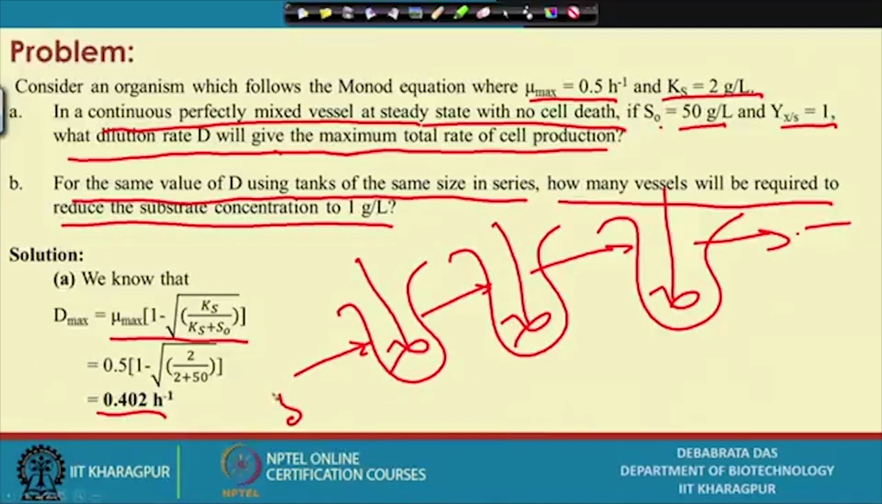So, here we have 50 grams per liter. The problem is that this is 1, 2, 3, 4, 5, 6. Now, how many reactors will be required to reduce the substrate concentration to 1 gram per liter? This is the problem that we have. Now, let us see how we can solve this problem.